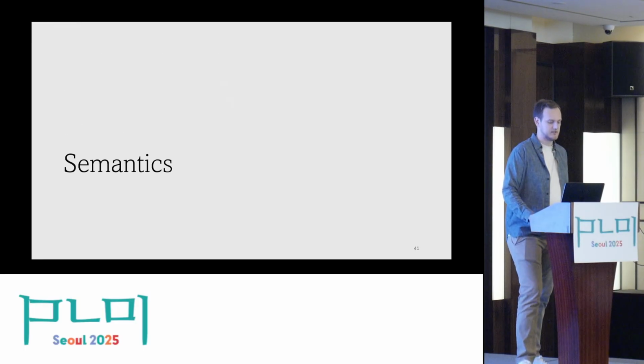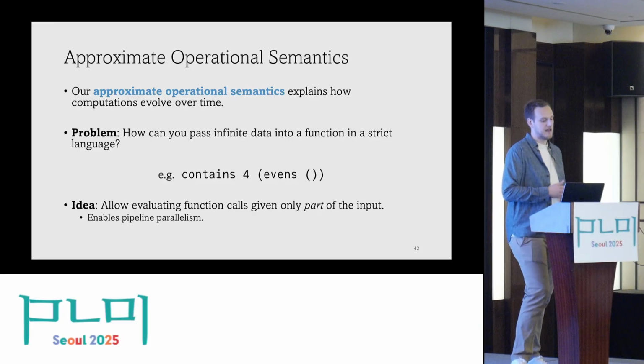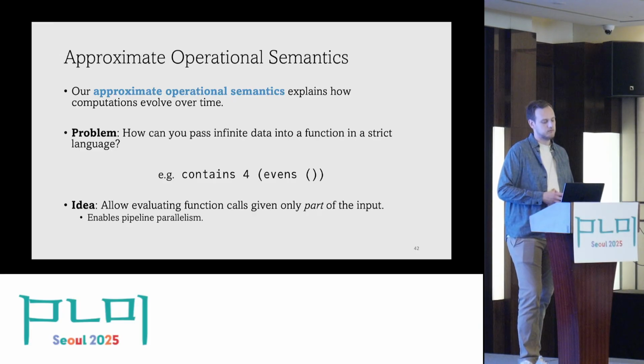Let's look at the semantics. The first way that we give semantics to this language is a semantics called an approximate operational semantics. The goal here is to describe how computations evolve over time. But how can this work, right? So the big problem we face is this combination of strict data with potentially infinite data.